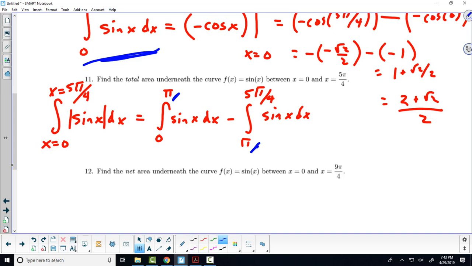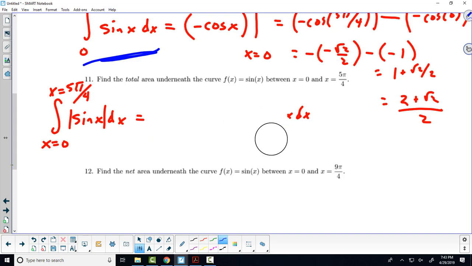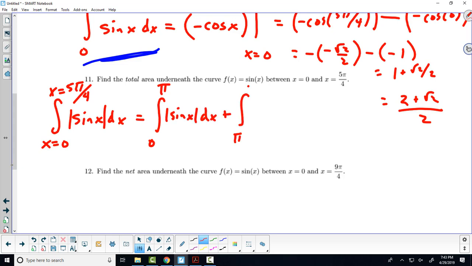Okay, so let's actually do the work here to arrive at what I just wrote. We see now that we want to break it up from 0 to pi, and then again from pi to 5 pi over 4.